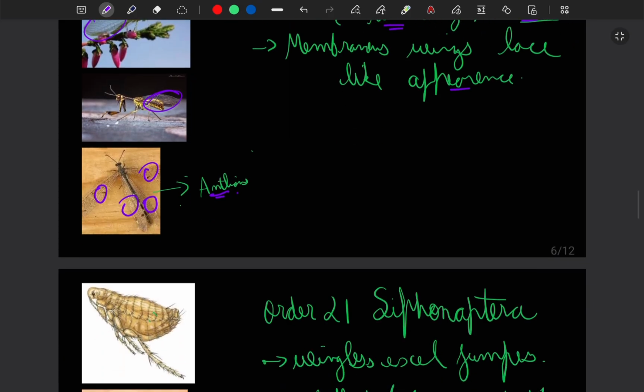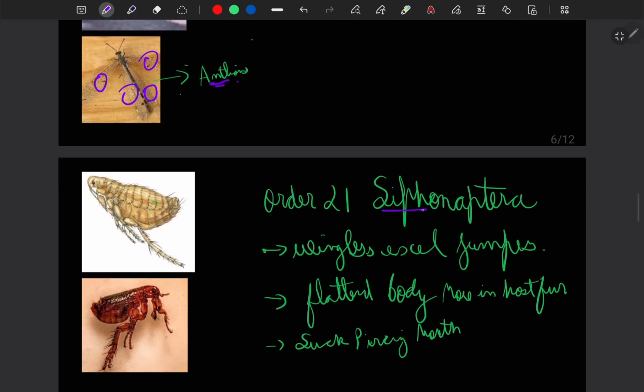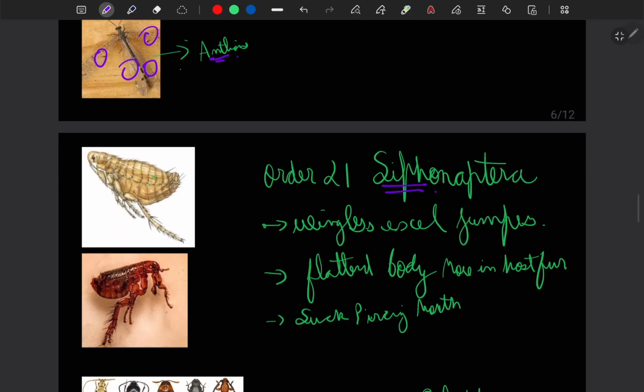Our next order is Siphonaptera. Now the word breakdown here is siphon. These are wingless and excellent jumpers. You can clearly see the legs which are providing their jumping powers. They have a flattened body and mostly live in host fur. They have sucking piercing mouthparts. Thus Siphonaptera, the word means siphon, to suck out.